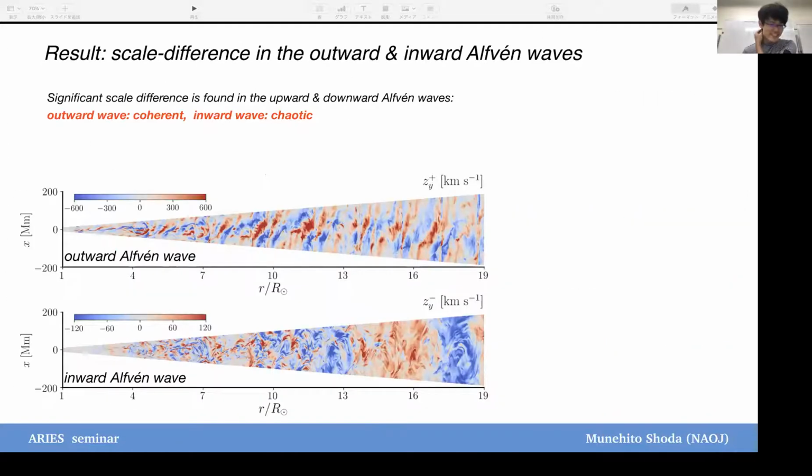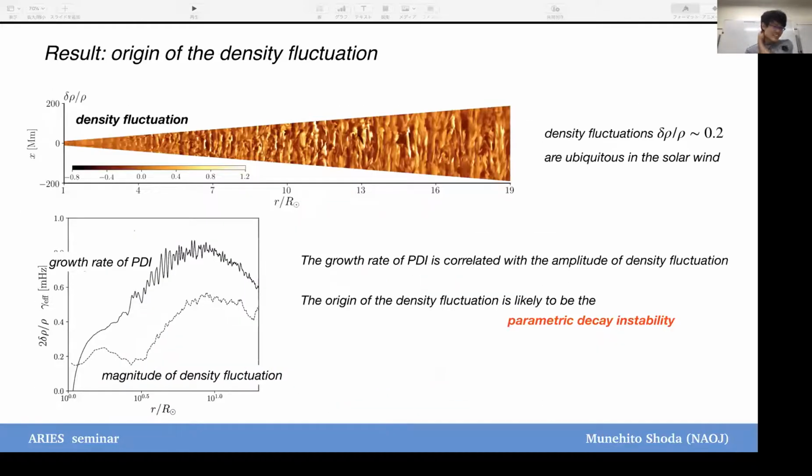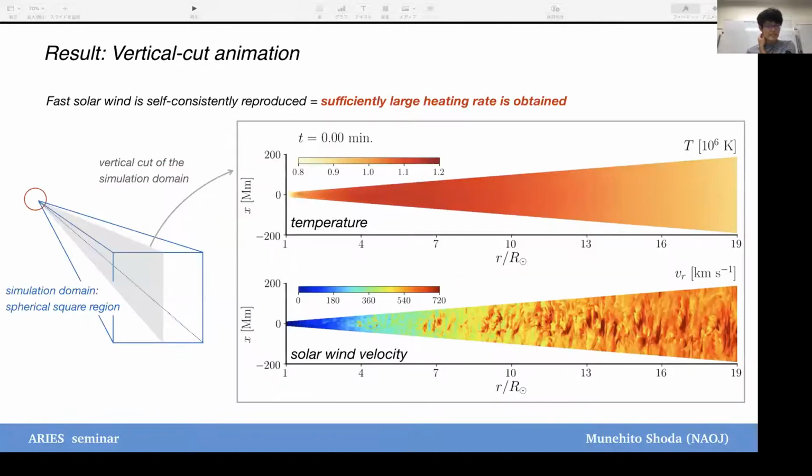Okay, super good question. In terms of core hours, it takes 10 million core hours. So if you use, for example, 10,000 cores for this calculation, it takes 1,000 hours. Okay, I see. So it's actually a very massive calculation. Yeah, it's very expensive. Okay, thank you.